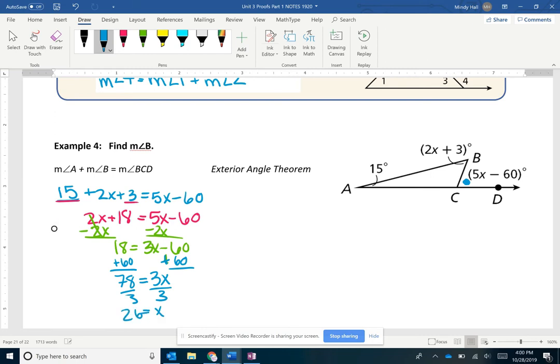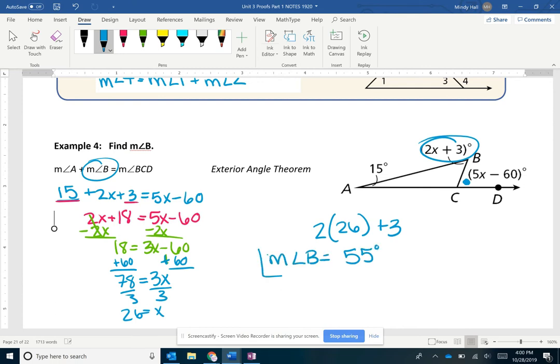So then if we know that x equals 26 and we need to find the measure of angle B, we're going to plug it in. 2 times x, which was 26, plus 3. 2 times 26 is 52, plus 3 gives us 55 degrees for the measure of angle B.